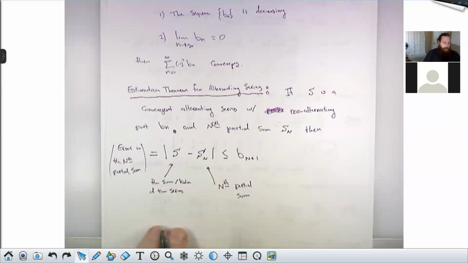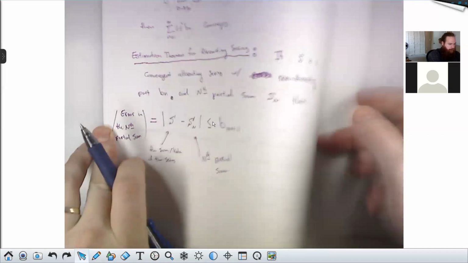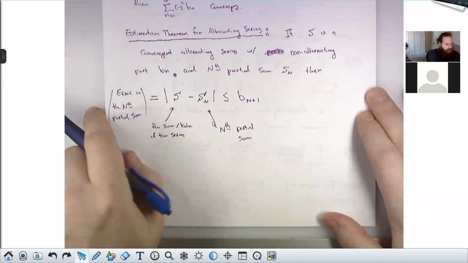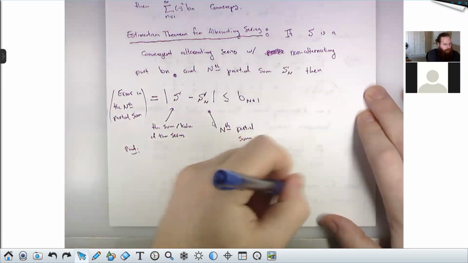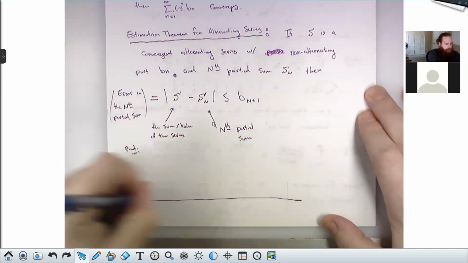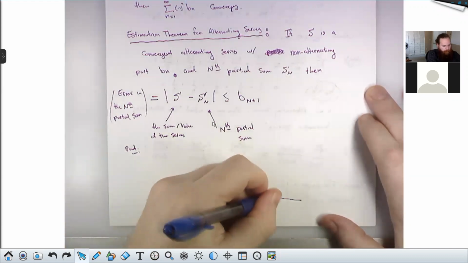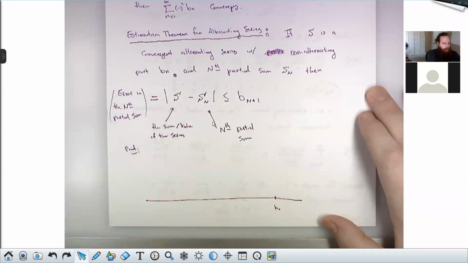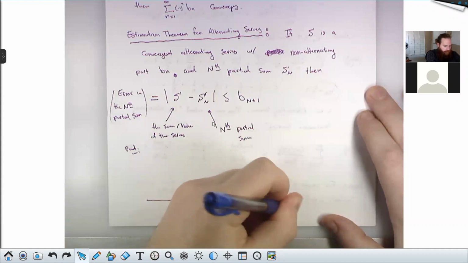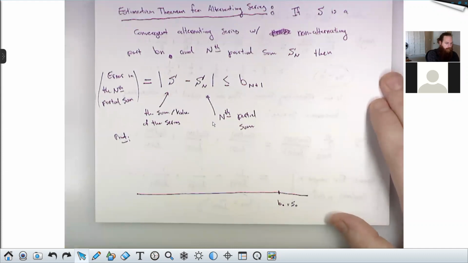The proof here is not too bad. And I'm going to prove both of these things at once. I'm going to prove that the alternating series test works and that this estimation theorem works. It's nice because it's just a picture. Suppose the first term of my series is over here, so B0. That's also equal to S0, the very first partial sum.